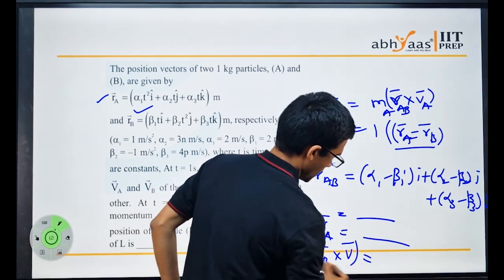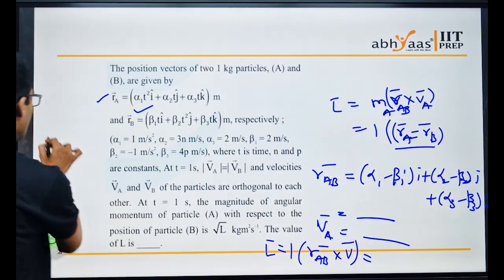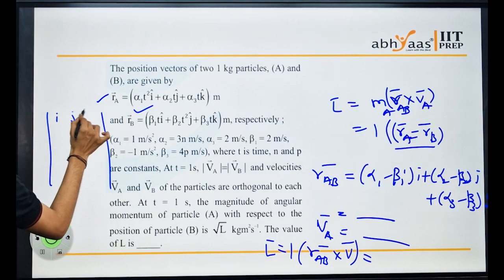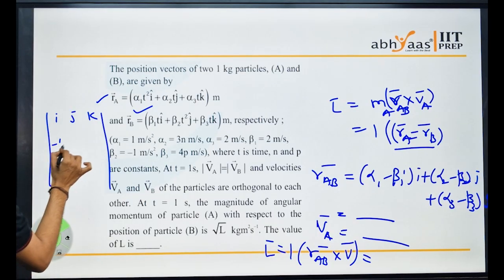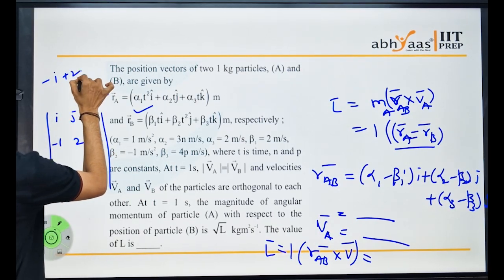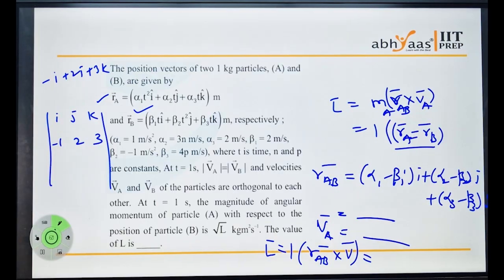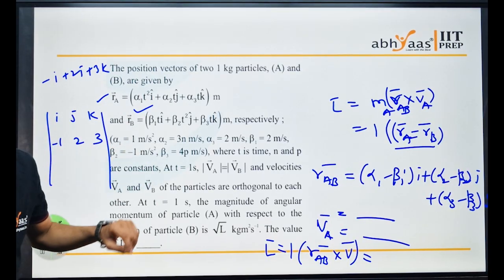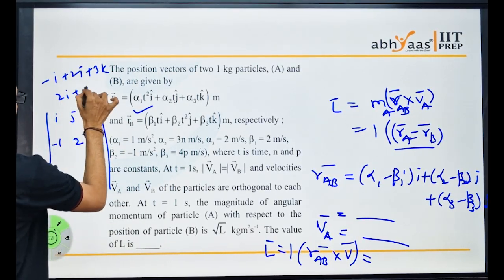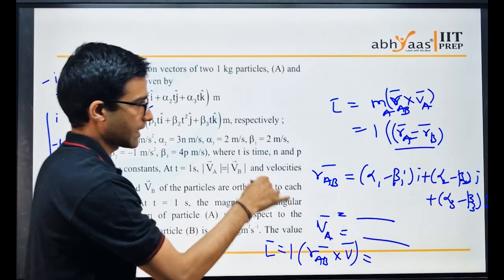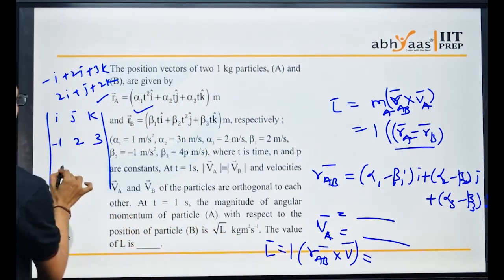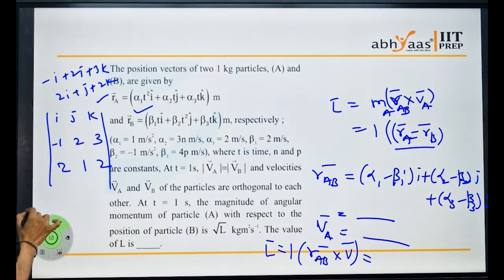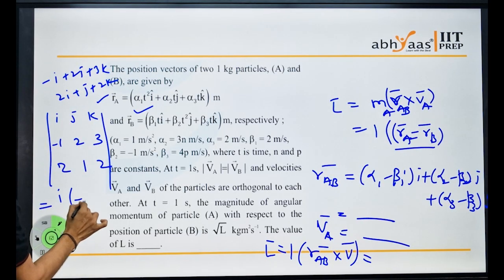How will you calculate RAB? Take the IJK. So RAB you will get something like minus i plus 2j plus 3k. Similarly VAB, just substitute the values, so you will get 2i plus j plus 2k. These calculations you need to do, because this is a very lengthy problem. That's why I'm not doing this one. So finally, M is 1, directly you will get this one, you just calculate minus 1.